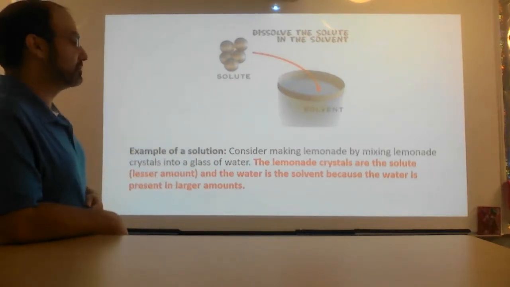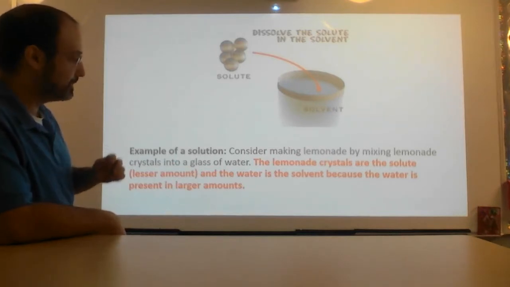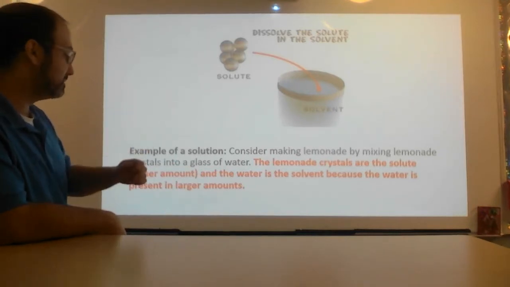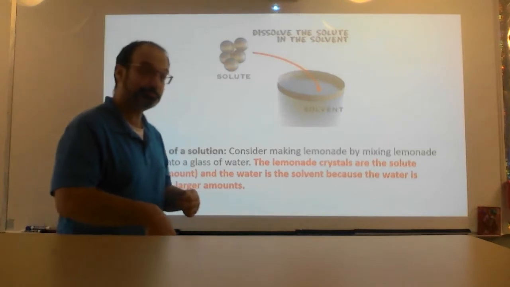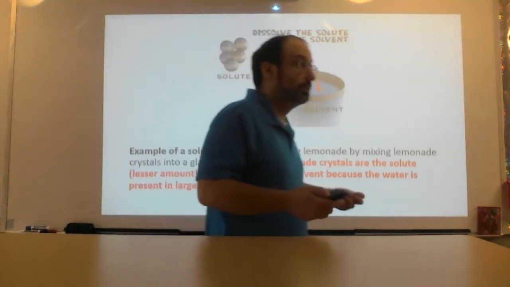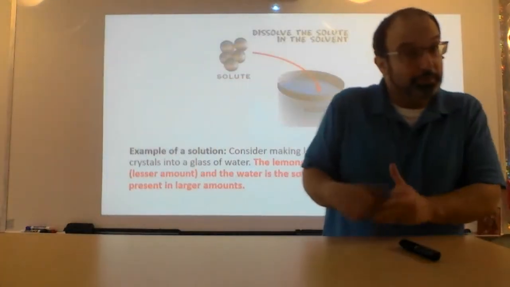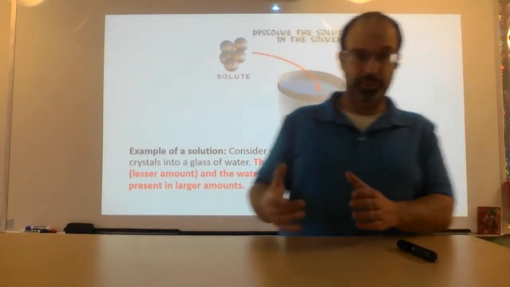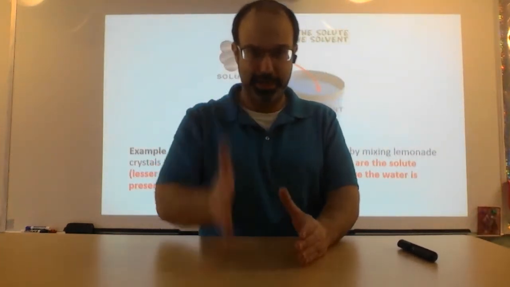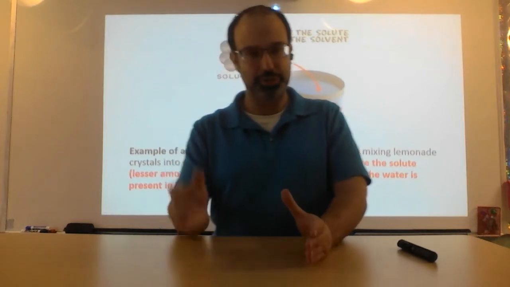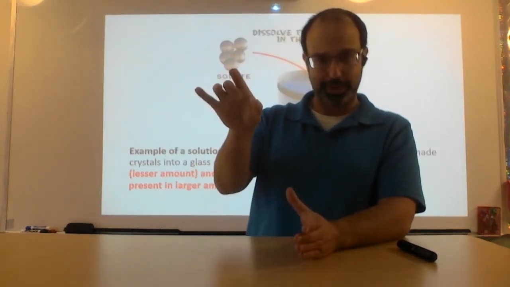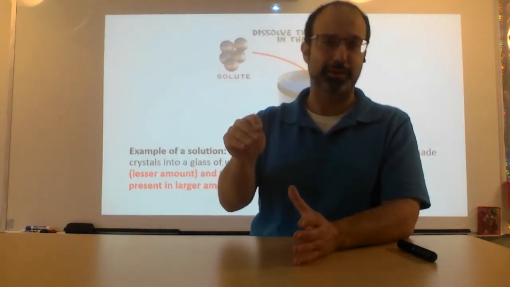The lemonade crystals are the solute because there's less of them, and the water is the solvent because there's more of it. Now, you may have noticed I could always flip this around. I could take, for example, the tub of lemonade and pour a little bit of water in to make it slightly damp.